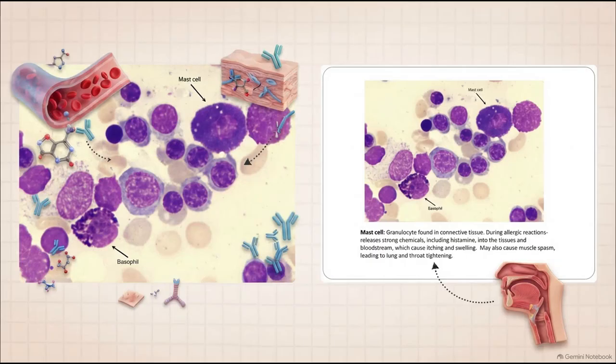Now, I want you to compare the circulating basophil you see in blood to the mast cell. The mast cell is a specific granulocyte of the connective tissue, not the peripheral blood. During allergic reactions, mast cells release immense amounts of strong chemicals, like histamine, directly into tissues and the bloodstream. This is what triggers severe itching, swelling, and dangerous throat-tightening muscle spasms or bronchospasms. Keep their tissue location completely distinct from the circulating basophil in your mind.